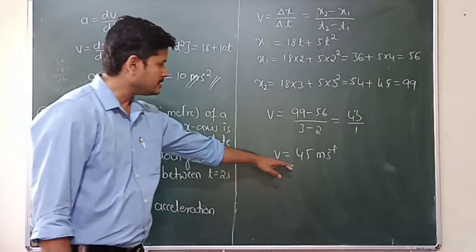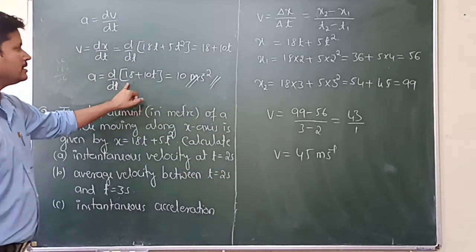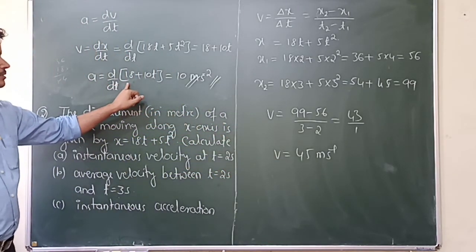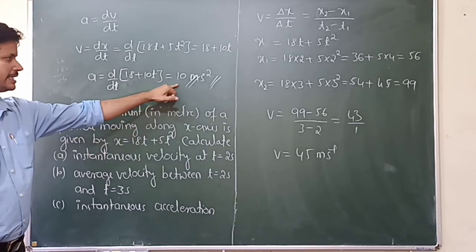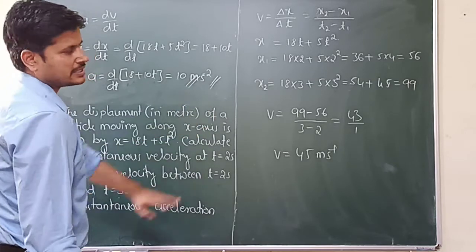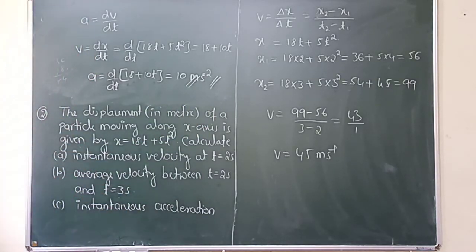And this one is 18, differentiation of any number is 0 and differentiation of t is only 1. 1 into 10 is 10, therefore it is meter per second square. Remember, or take the snapshot of this board first.